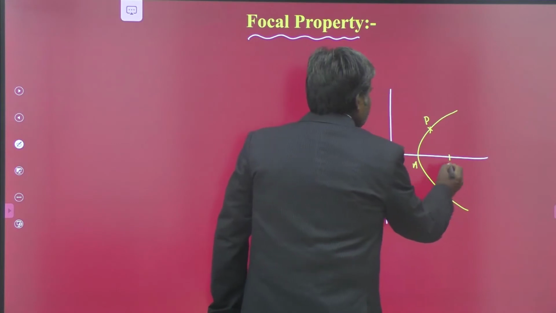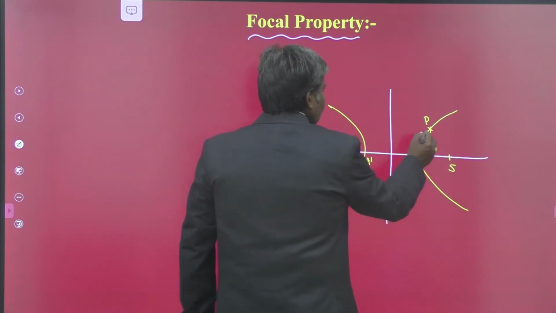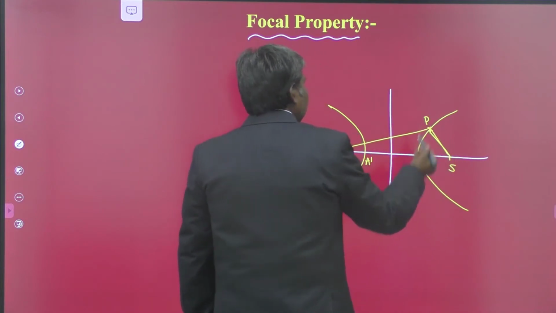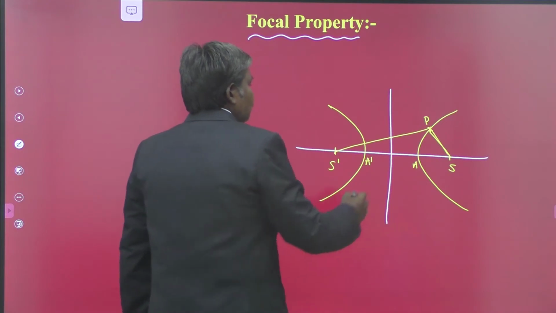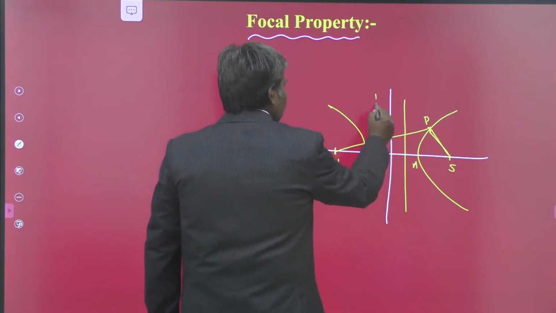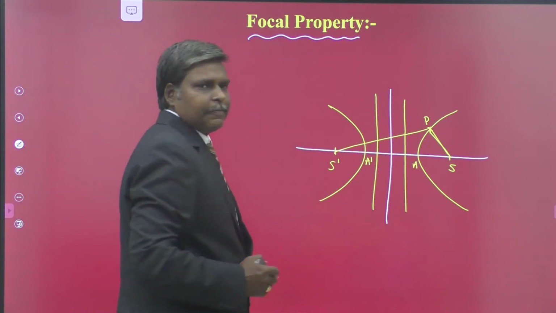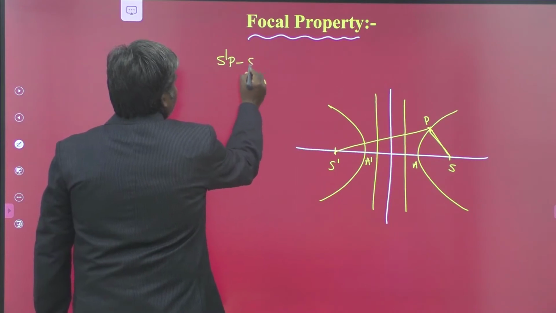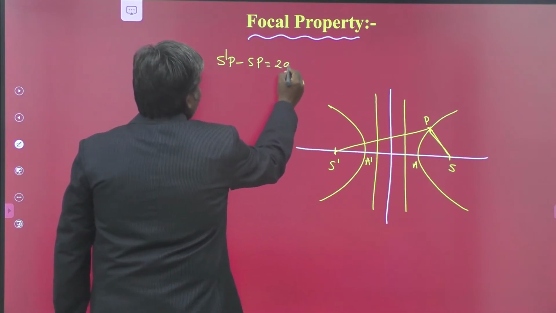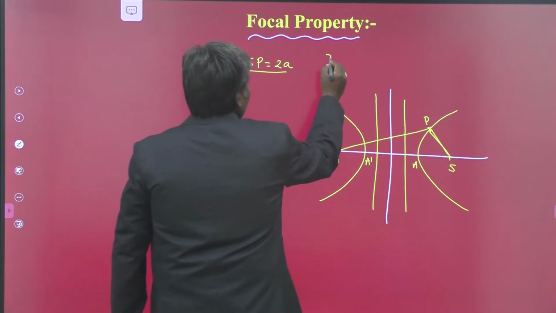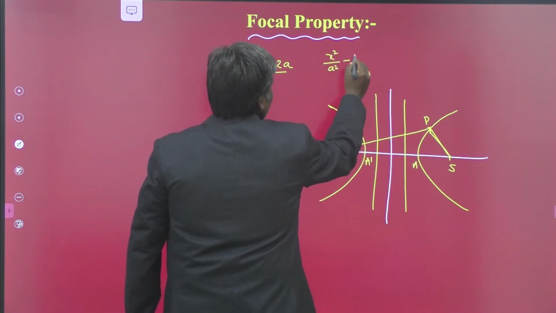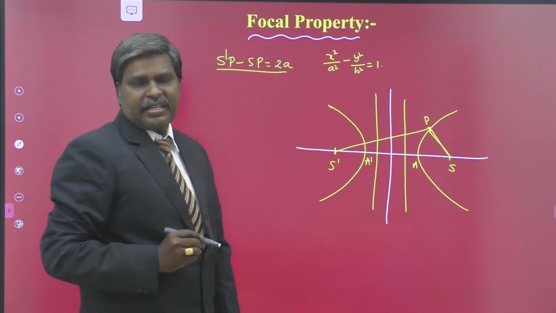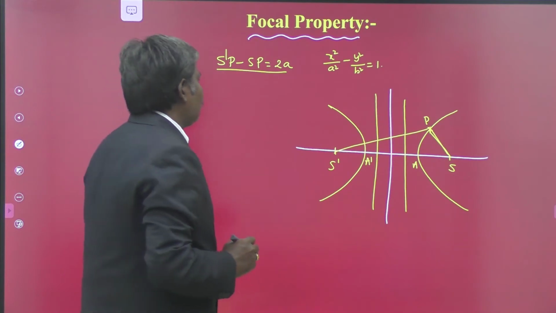So this is one focus, this is the other focus, S dash. Now this is S dash P, this is SP. Its difference is always equal to a constant. These are the corresponding directrices of the hyperbola. Understand? So what is the focal property? S dash P minus SP is equal to 2A, for what? X square by A square minus Y square by B square equals 1. S dash P minus SP is equal to 2A, we have to prove that.